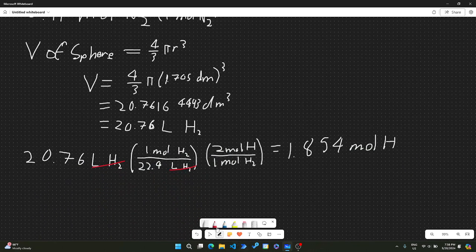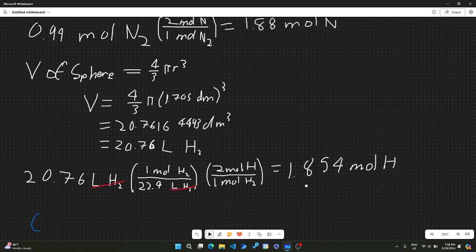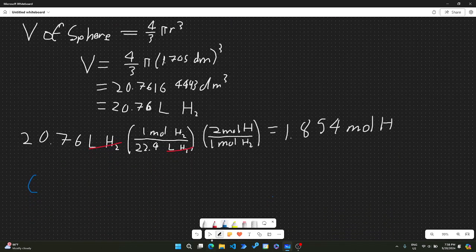Now, the empirical formula is pretty easy to figure out from here. We have our carbon, and we write down how many moles we got for carbon, which, if I'm not mistaken, is 1.89. So carbon is 1.89. And then we have our hydrogen, which we know is 1.854. And we have our nitrogen, which is 1.88. Now, what we do is we divide each of these subscripts by the smallest subscript. And here the smallest value is hydrogen's at 1.854. So we divide all of these.